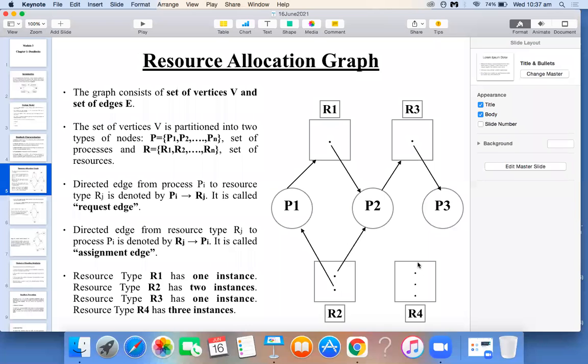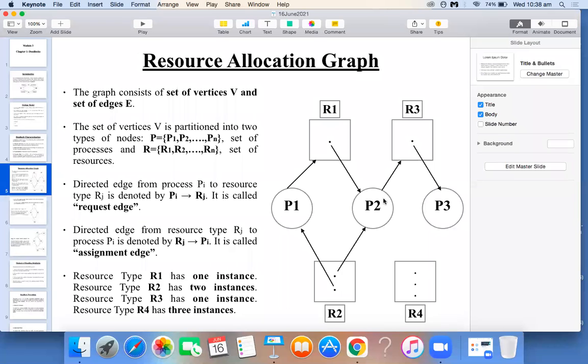Similarly, you can observe here resource R4. For how many processes can this resource be allotted? Can anybody tell? For how many processes can resource R4 be allotted? 3. Correct, because we have 3 instances of resource R4. One instance you can give to P1, another instance to P2, and the last instance to P3. And like that you can distribute the resources.